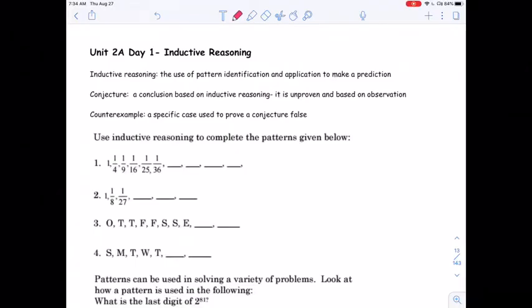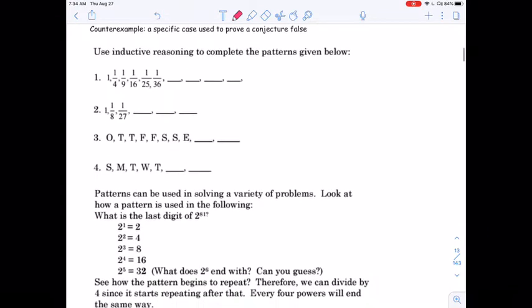Going to start Unit 1 with some inductive reasoning. Inductive reasoning is the use of patterns to make a prediction, and we're going to call that prediction a conjecture. A counterexample will be a specific case to prove a conjecture false. We'll do more of that stuff tomorrow.